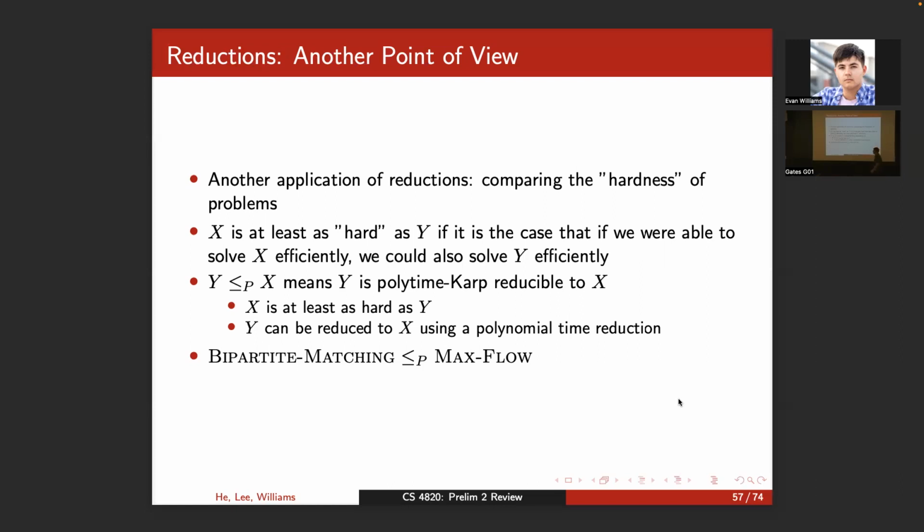Yeah? So what is this definition of hardness? Is it the time complexity of the solution, or just how hard it is to solve?